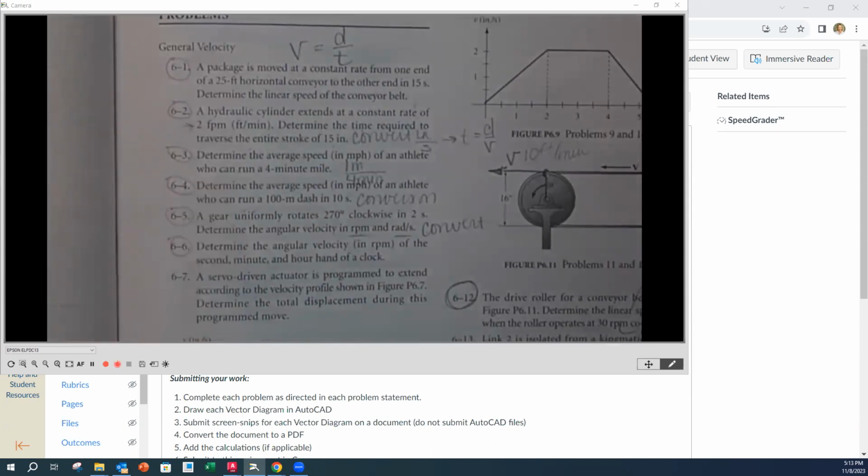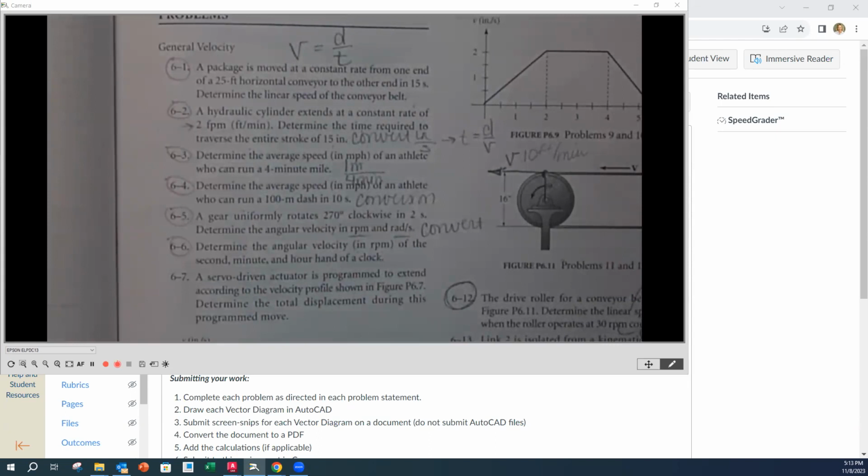Number 3 says determine the average speed in miles per hour of an athlete who can run the 4-minute mile, okay, or a 4-minute mile. So in this case, speed is going to be the distance, 1 mile, and they can do it in 4 minutes, okay? So you'll notice you would put miles on top, 4 minutes on the bottom, like you see here, and then all it is is a conversion to miles per hour. Well, the miles are on top already, so it's really minutes to hours, so it shouldn't be too tough of a conversion there.